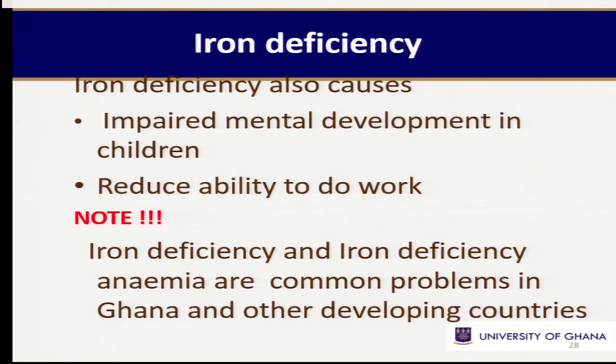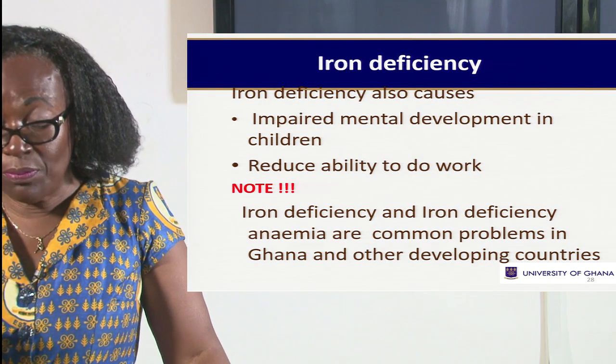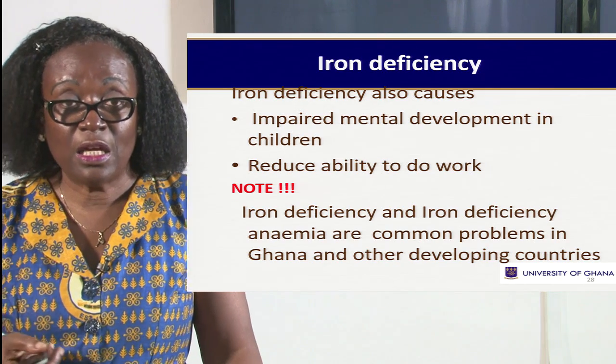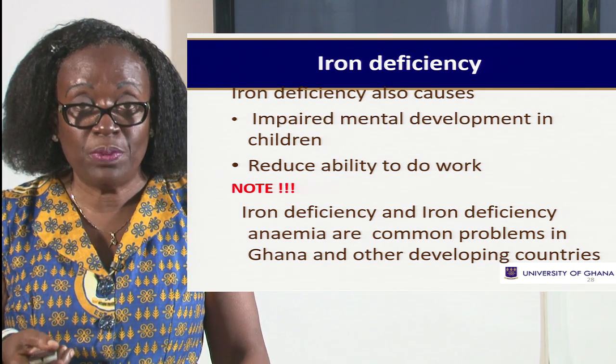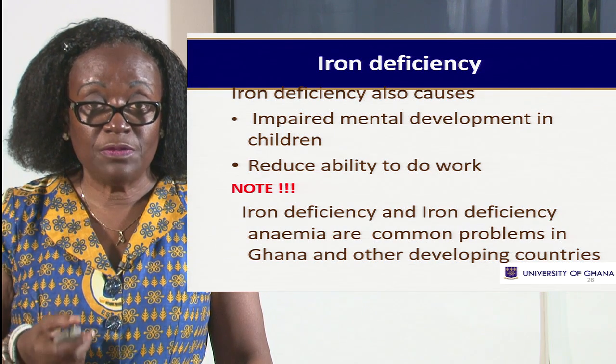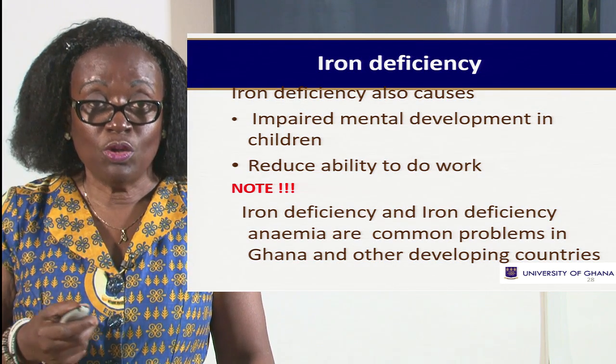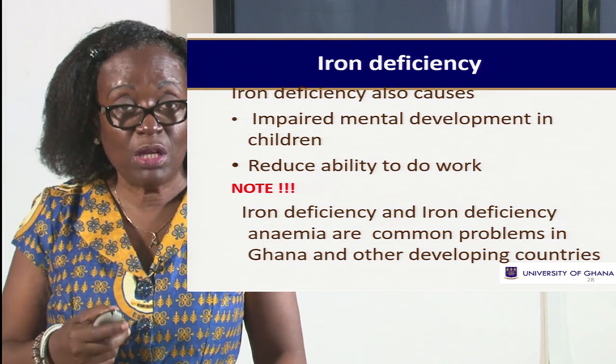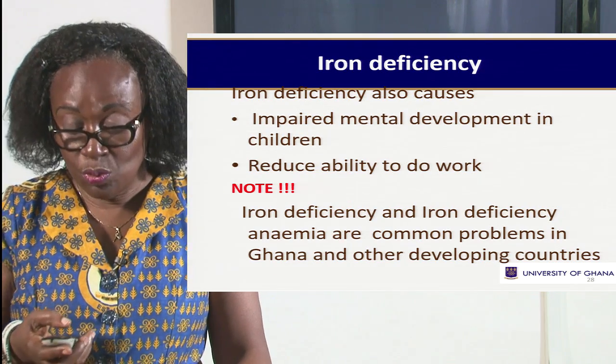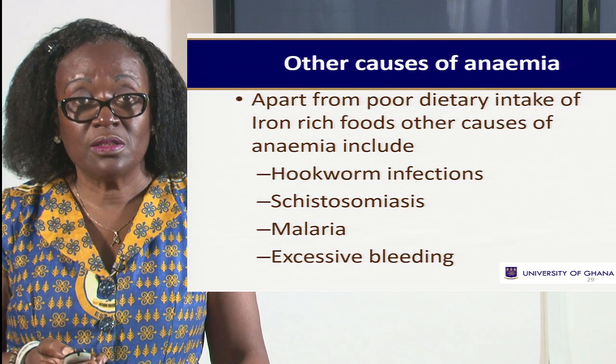So iron deficiency anemia is not always caused by not having enough iron, but when we are also having infections and so forth, it can also cause anemia. Malaria infestation, worm infestation can also cause it. So it is very, very important. Apart from the ability to do work, one becomes very lethargic. Studies have also shown that for children, it can also impair brain development. So most of our children, it is not that they are not intelligent, but because they are anemic. So we need to take note of that.